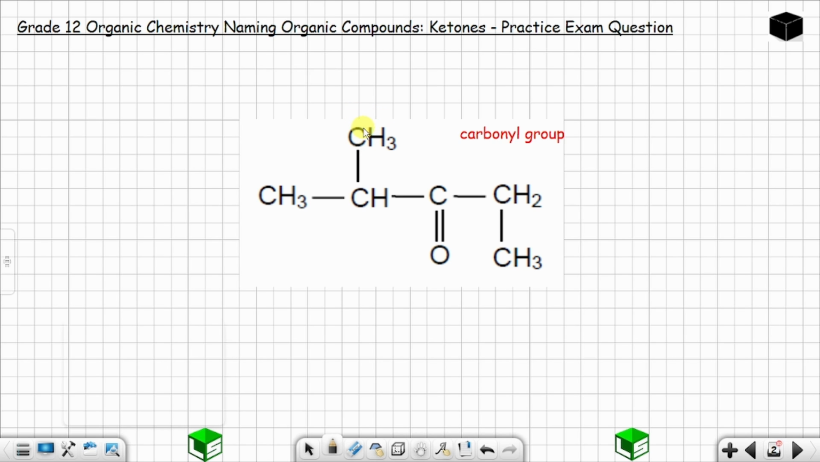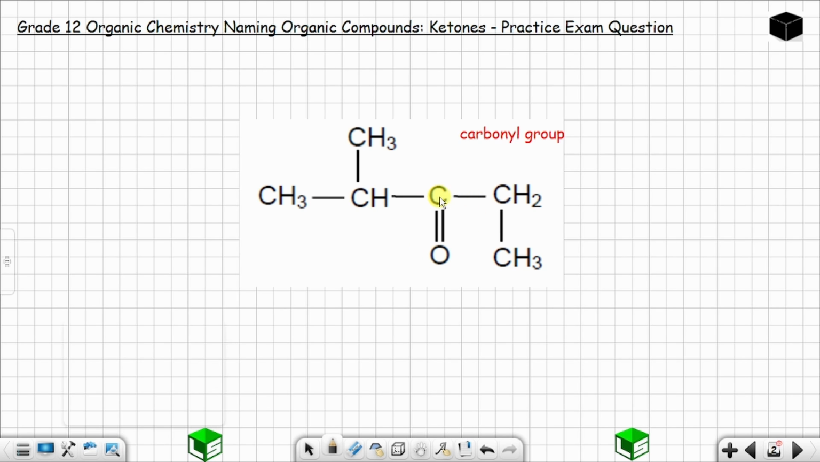So now, to name this organic compound, you have to number your carbon atoms so that you can locate your branch and your carbonyl group. According to the IUPAC system, you have to number in such a way that the carbonyl group is given the lowest possible number. So if I start 1, 2, 3, the carbonyl group will fall on carbon number 3. If I start 1, 2, 3 from the other side, the carbonyl group is also falling on carbon number 3. So either way, the carbonyl group is falling on carbon number 3.